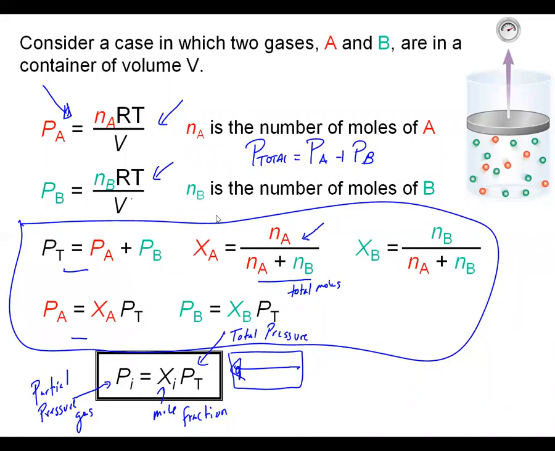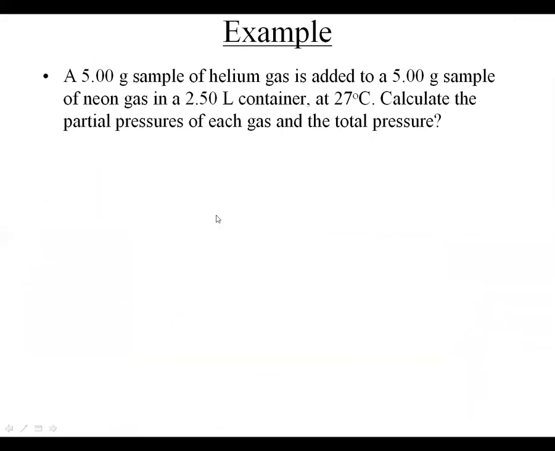All right, so I think we maybe got an example. There we go. Why don't you take a couple of minutes here and calculate this. We're looking for the partial pressures of both helium and neon in a mixture together in a 2.5 liter container at 27 degrees Celsius. And we're also looking for the total pressure.